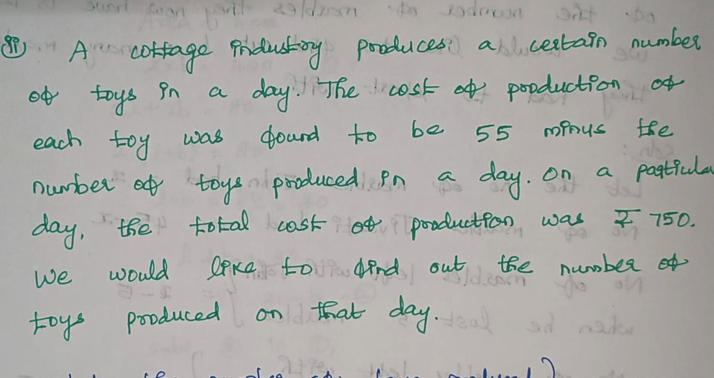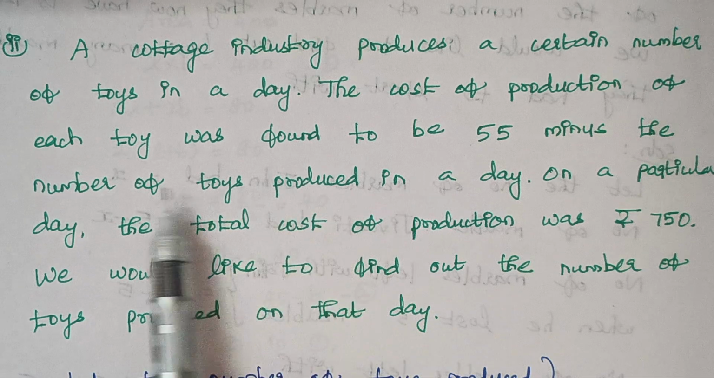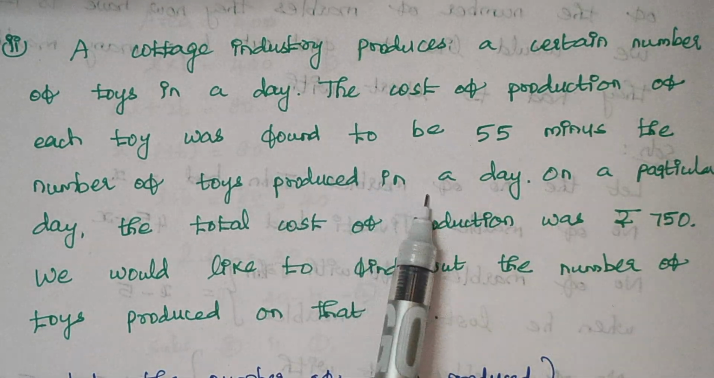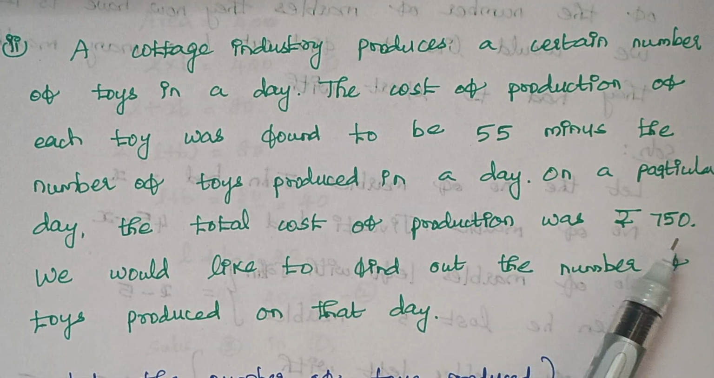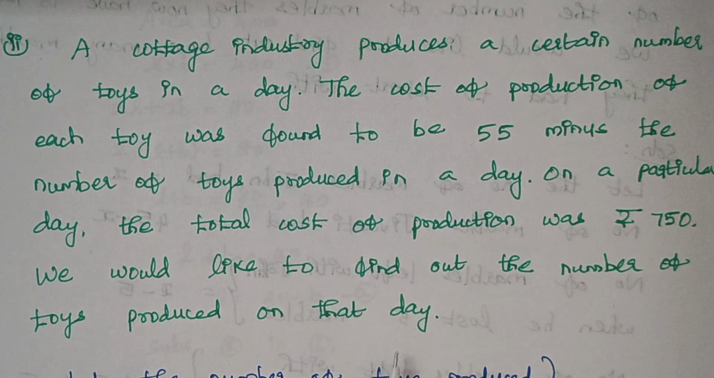A cottage industry produces a certain number of toys in a day. The cost of production of each toy was found to be 55 minus the number of toys produced in a day. On a particular day, the total cost of production was 750 rupees. We would like to find out the number of toys produced on that day.